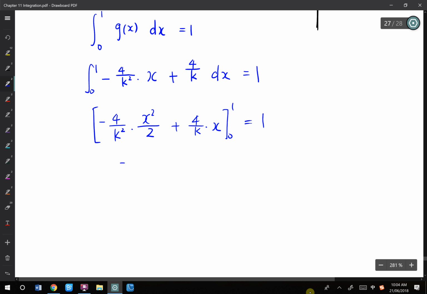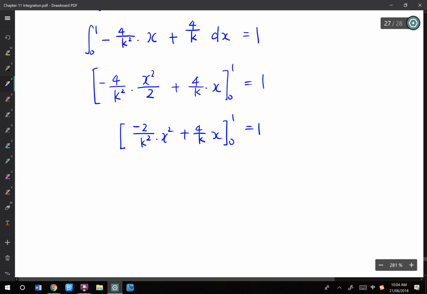So simplify that a bit further. That's minus 2 over k squared times x squared plus 4 over k x, from 0 to 1, equals 1. So we sub 1 in. We have minus 2 over k squared plus 4 over k. Sub 0 in, that's 0, so don't write it. That equals 1.